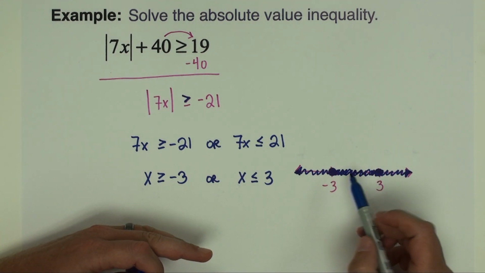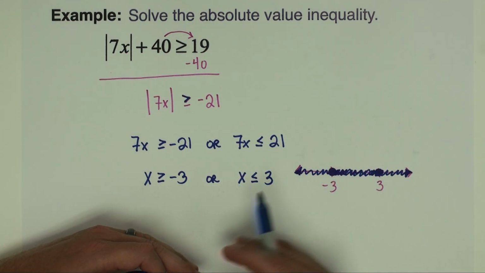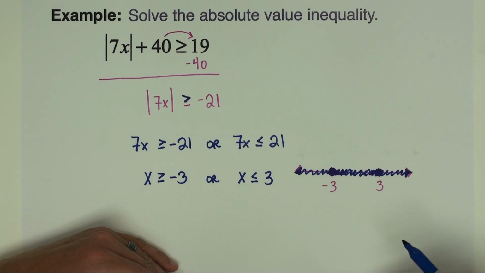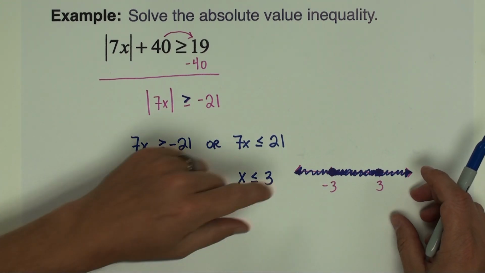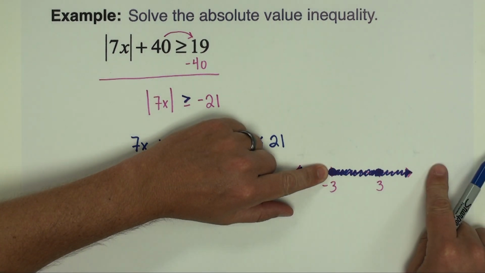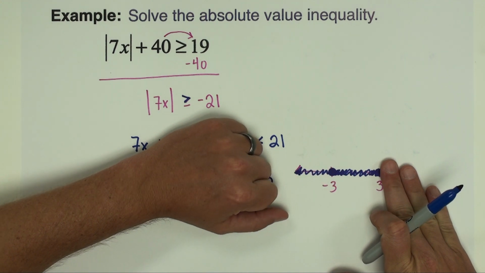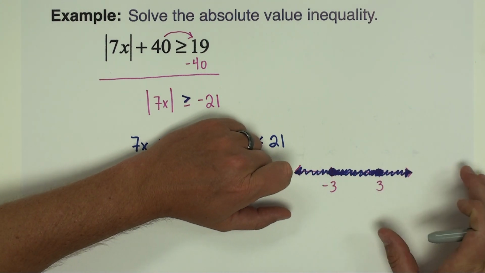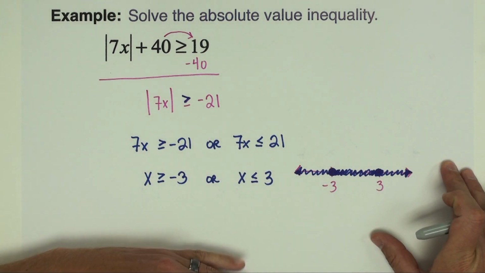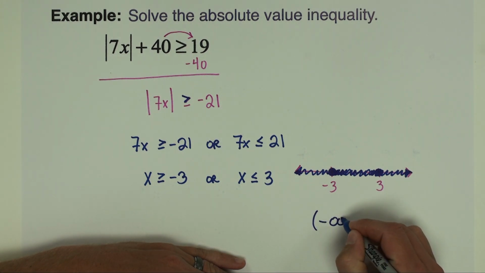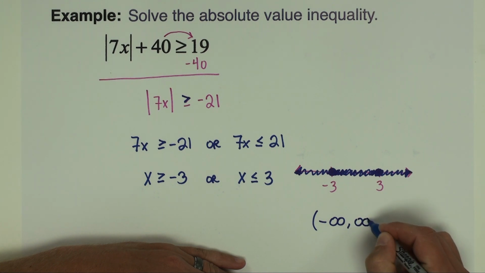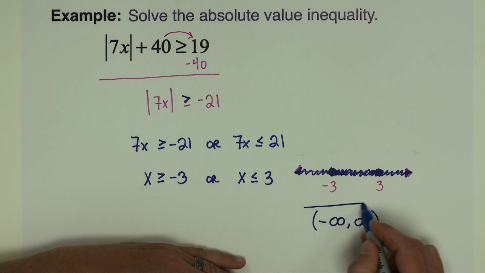Now, because it's an or statement, we don't want overlap. We're not necessarily looking for intersection, but we want everywhere that the number line is shaded. And this number line happens to be shaded everywhere. Solutions are solutions that are in this part or in this part. And that just happens to be the entire number line. So how do we write an interval that represents the entire number line? We want everything from negative infinity to positive infinity.